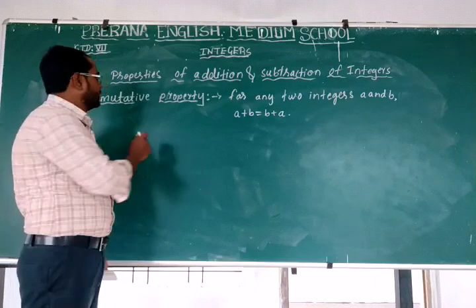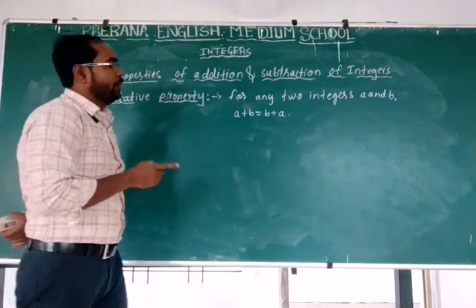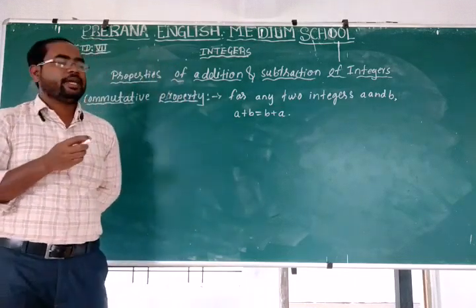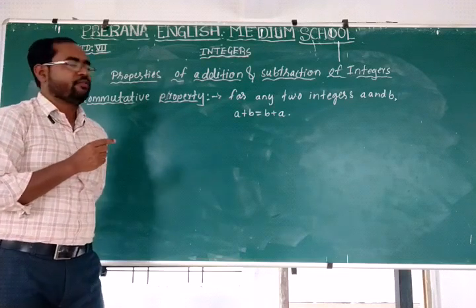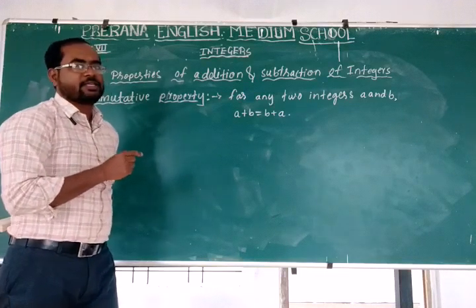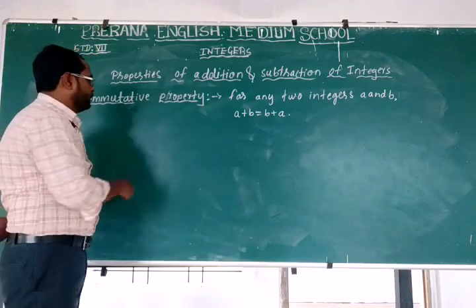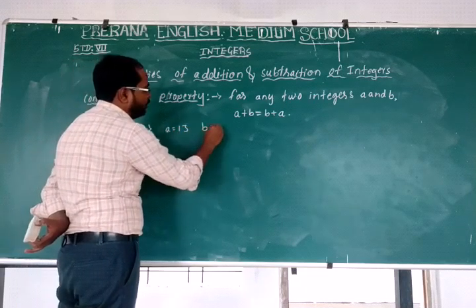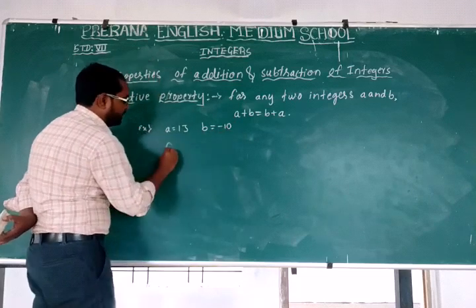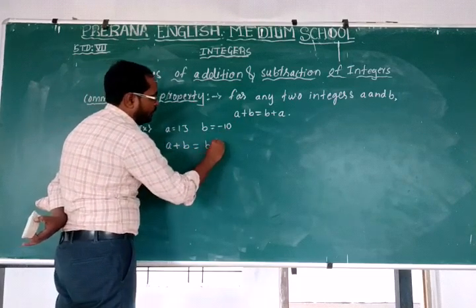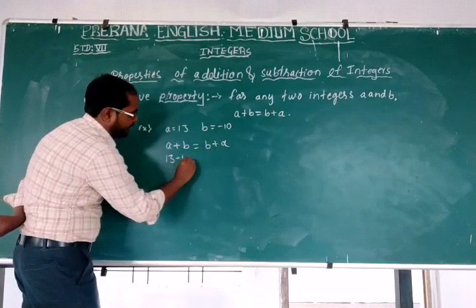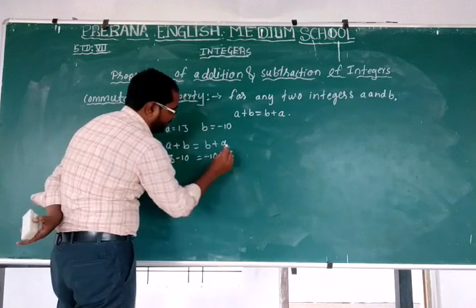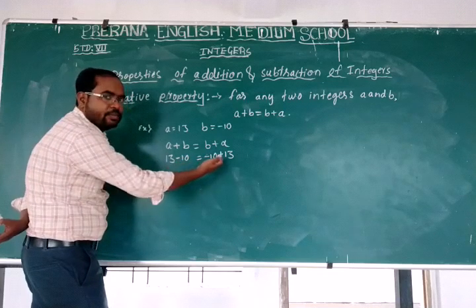We'll see the next property, that is the commutative property. For any two integers a and b, a plus b is equal to b plus a. What it means is, if you take any two integers a and b, if you add a plus b and b plus a, the answer will be the same. So for example, if you take a equal to 13 and b equal to minus 10, check here a plus b is equal to b plus a. 13 minus 10 is equal to minus 10 plus 13.